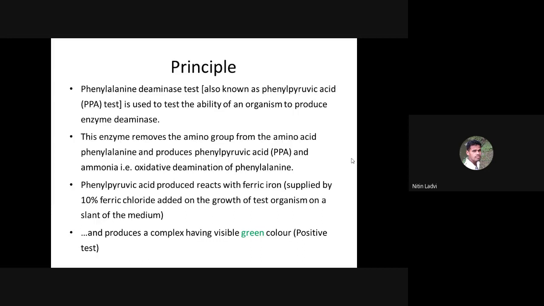So green color indicates the positive test, and if there is no development of green color, it indicates the negative phenylalanine deaminase test. And that is the interpretation for this phenylalanine deaminase test.